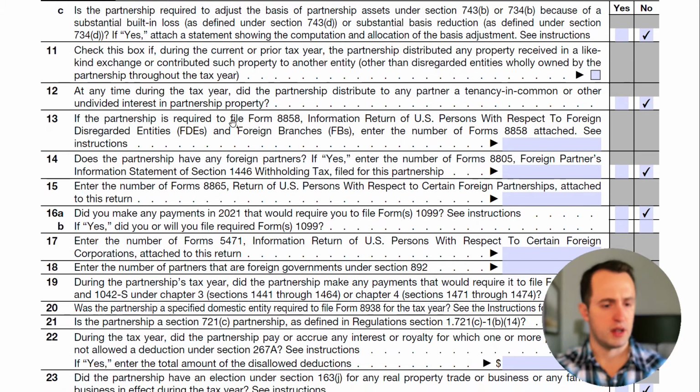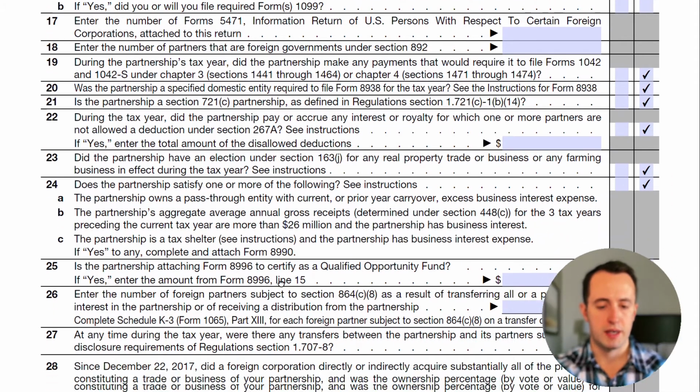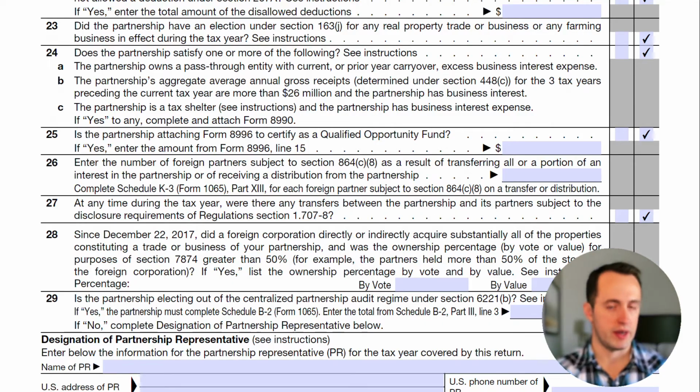Continuing, 12, did you distribute any tenancy in common or other undivided interest in partnership property? If you're not invested in property, you don't really care. Continuing down here, it's going to be no for the majority of these items. 13, 14, 15, 16, 17, coming all the way down here. Basically, all of these things should be a no for the majority of people filling out a 1065.